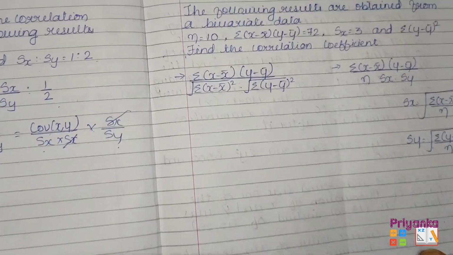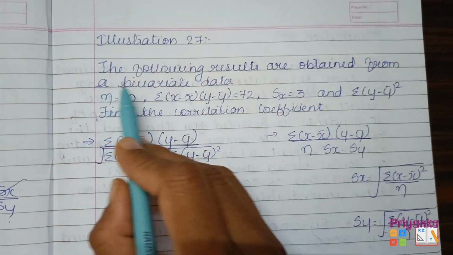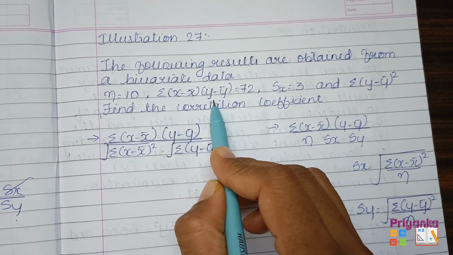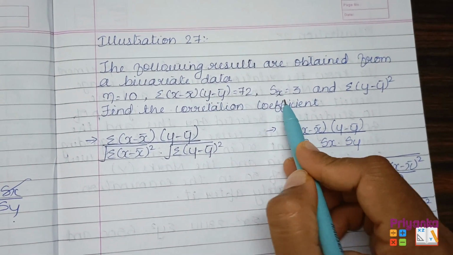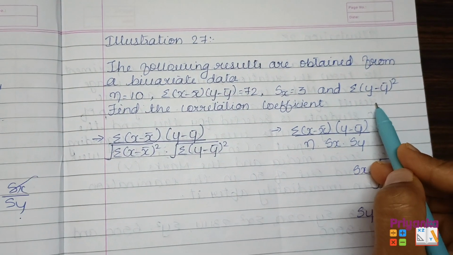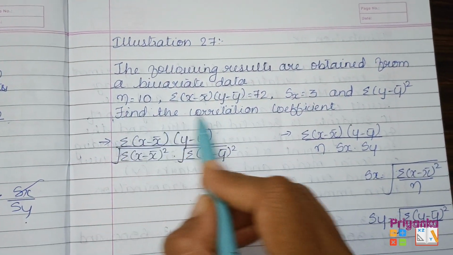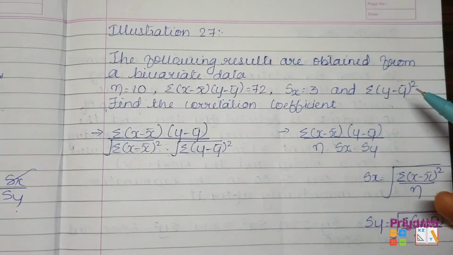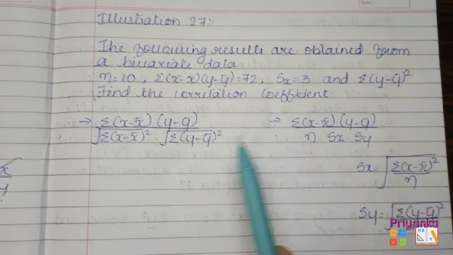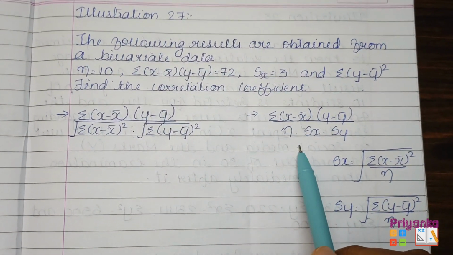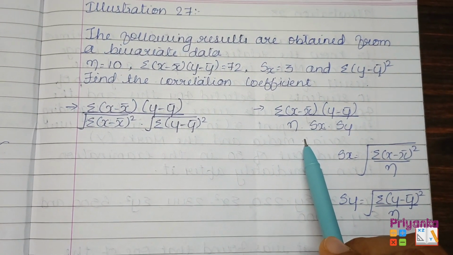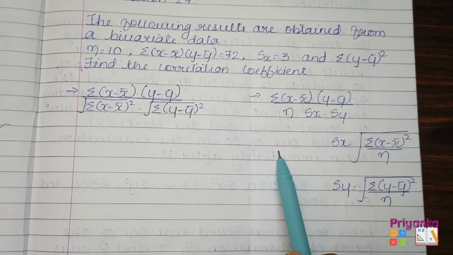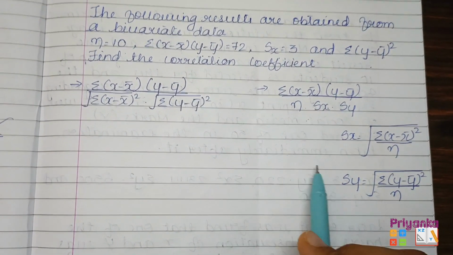After illustration 26, moving to illustration 27. The following results are obtained from the bivariate data where the n value is given, sigma x minus x bar, y minus y bar value is given, sx is given, and sigma y minus y bar whole square. Now out of this information they told you to find the correlation coefficient. These are the two formulas I have written. Out of this information we can use this formula as well as this one, which I showed you for the small question solution, and this one when x bar and y bar are integers. Here the students have the option to use any one of them.